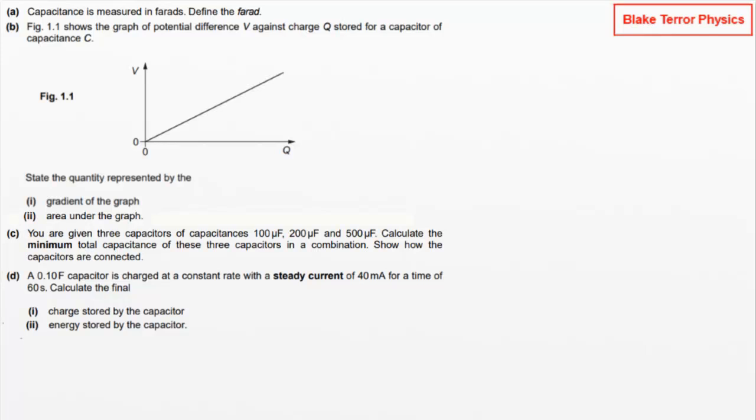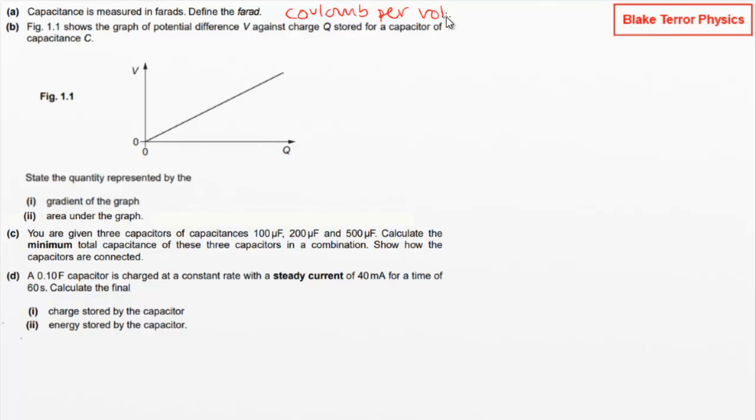We're starting here. Capacitance is measured in farads. Define the farad. Because we're just talking about the unit here, we can put it in fairly stark terms, a bit like when we're talking about a volt being a joule per coulomb. A farad is a coulomb per volt. So, coulomb per volt.